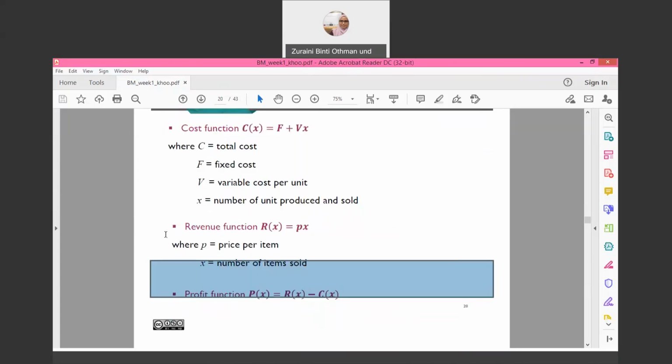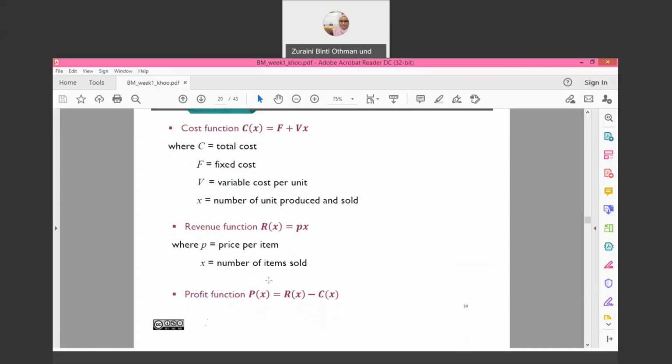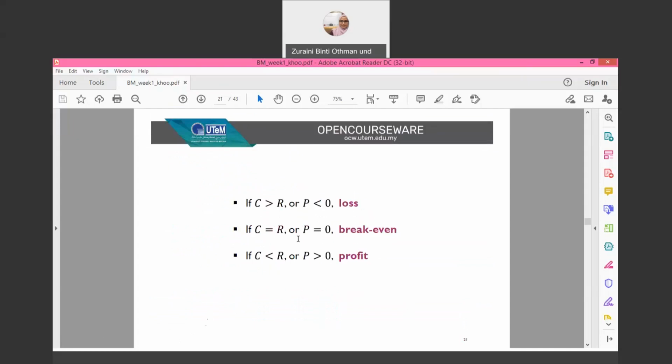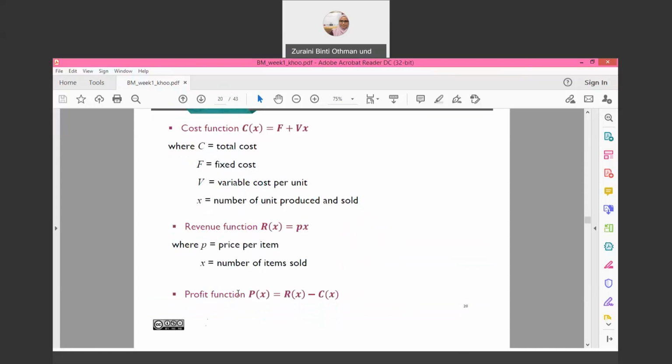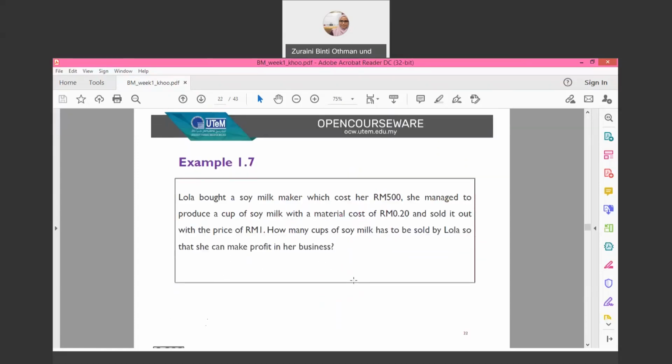Okay, so if this is the situation. If C is greater than R or P is less than 0, it is the loss situation. Okay, then when C, the cost function, is equal to revenue, or P, the profit function, is equal to 0, it is break even. Okay. If C is less than R or P is greater than 0, it is profit. Okay, so now look at this example.